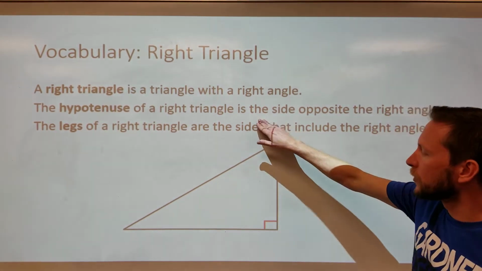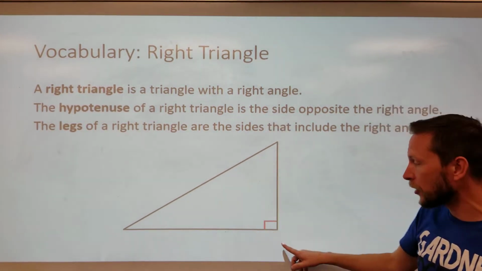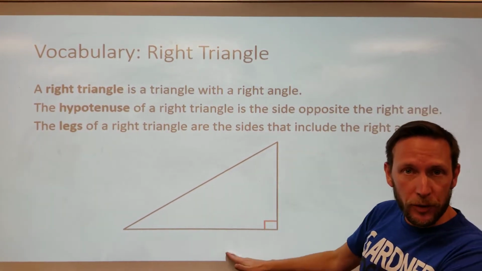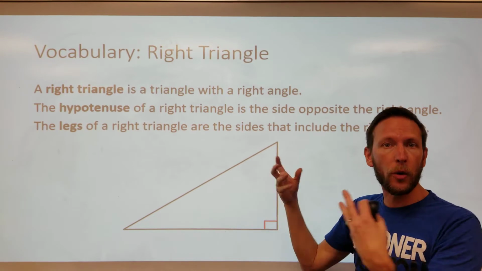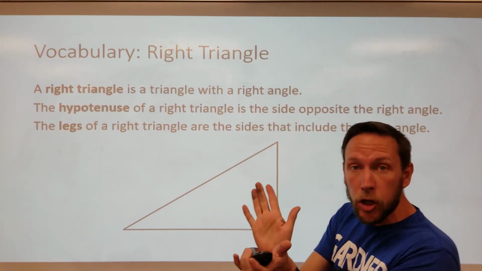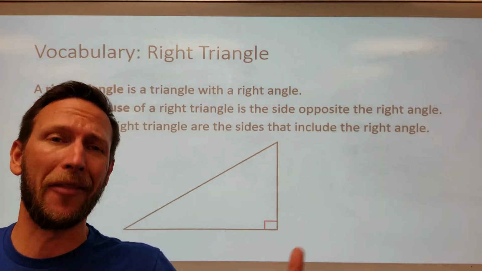The hypotenuse of your right triangle is the side that's opposite from the right angle. It's the longest side. Remember when you would do a squared plus b squared makes c squared? C was always the hypotenuse, all right? The legs are the two sides that include the right angle, the sides that are not the hypotenuse.